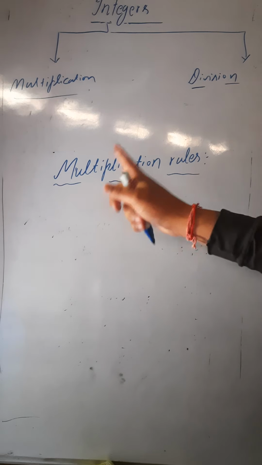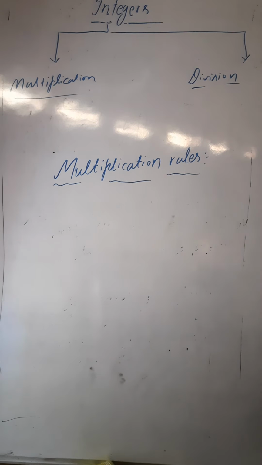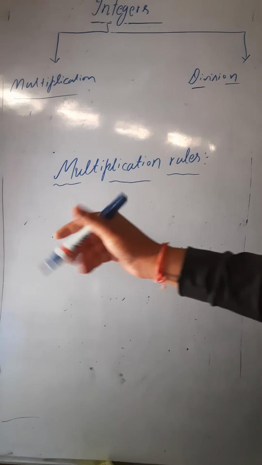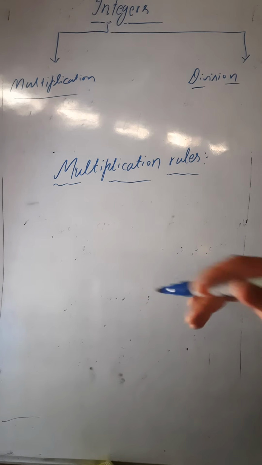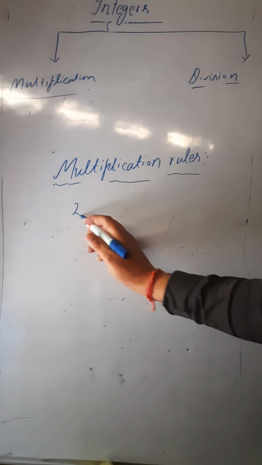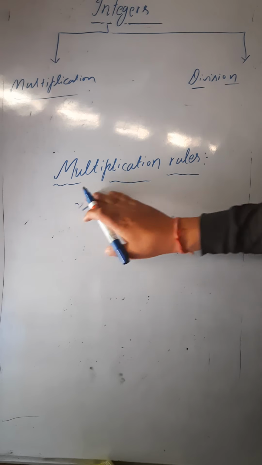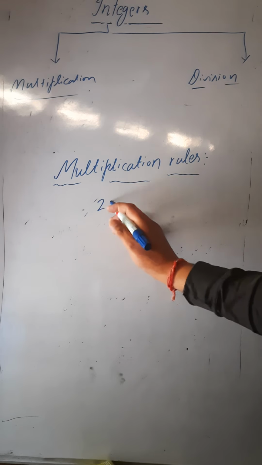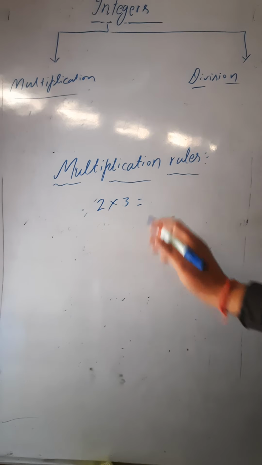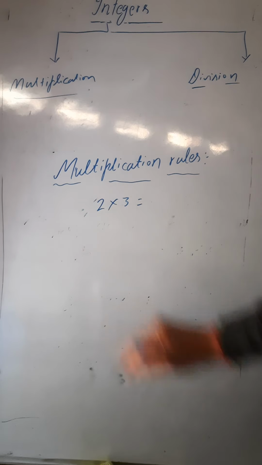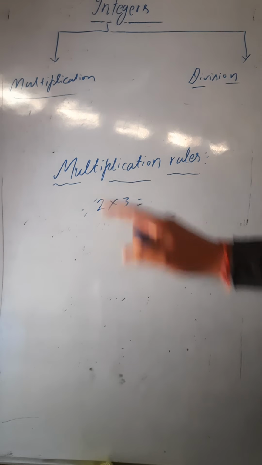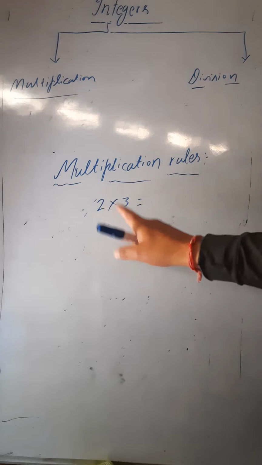So first, the multiplication rules. How will you multiply the integers? See, suppose both the integers are positive, like the first integer is, let's say, 2 and another one is 3. Now here you can see both integers are positive. What is the sign of 2? Plus. What is the sign of 3? Again plus. So both the integers are plus.